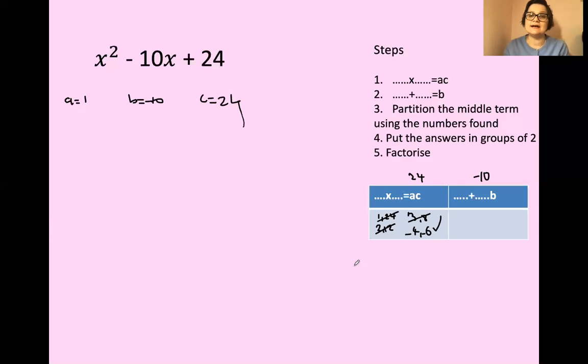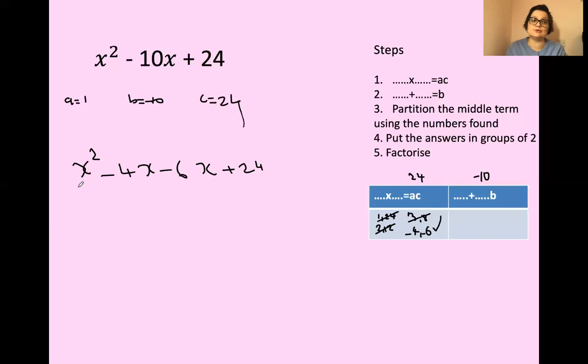And now is the time I split the middle term. So write the first one as it is. So I have x to the power of 2 minus 4x minus 6x plus 24. Now, can you see? The value of the whole expression is the same, because minus 4x minus 6x is again minus 10x.